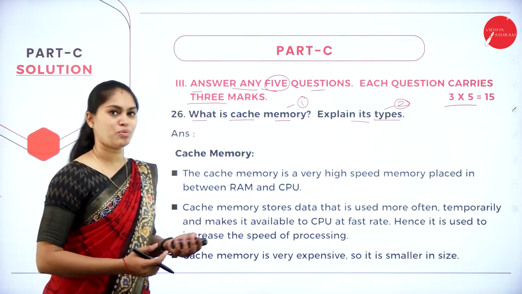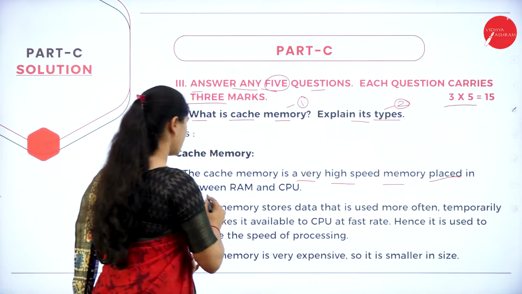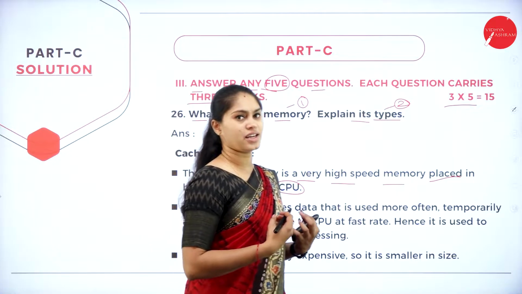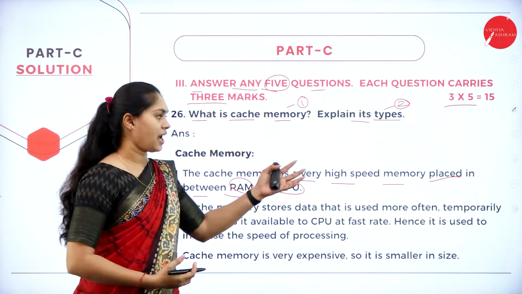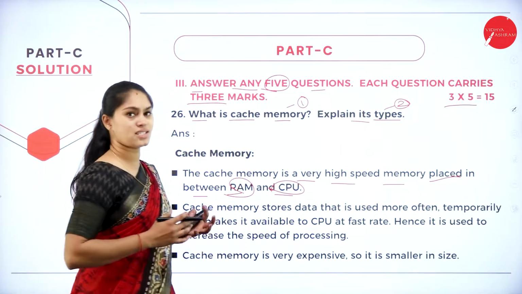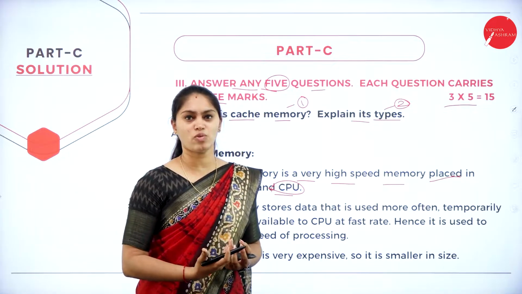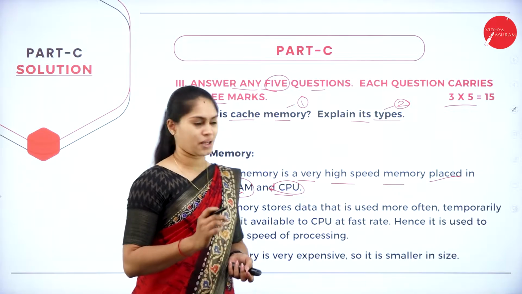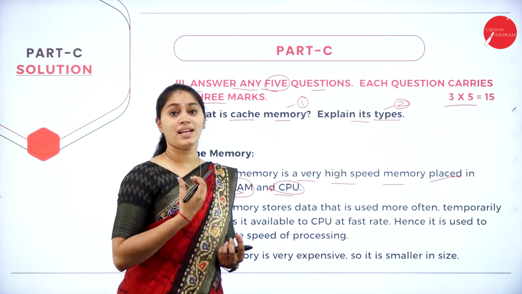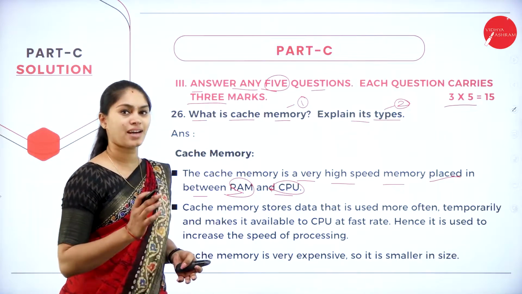Then what is cache memory all about? Cache memory is a very high speed memory which is placed in between RAM and CPU. As we all know, cache memory is used as a very high speed memory placed between RAM and CPU, and it is very expensive but smaller in size, in terms of its storage capacity. This cache memory acts as a high speed memory mainly in order to improve the processing of data. For that purpose, we use cache memory.